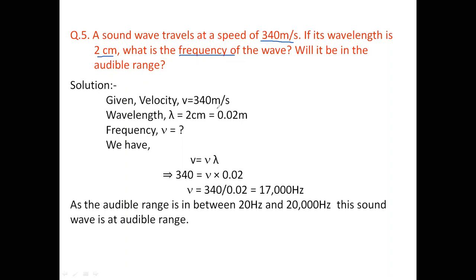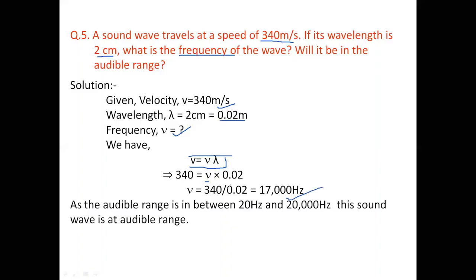Given that velocity of sound, meaning the speed of sound, is 340 meter per second, wavelength is 2 centimeter, we will convert it into meter, 0.02 meter. Now we have to find out the frequency. According to this formula, speed is equal to frequency into wavelength. We will put all the values here. ठीक है, यहाँ पे speed कितना दिया हुआ है, that is 340 meter per second. We have to find out the frequency and wavelength is 0.02 meter. So the frequency is equal to 340 by 0.02 meter, that is 17,000 hertz.